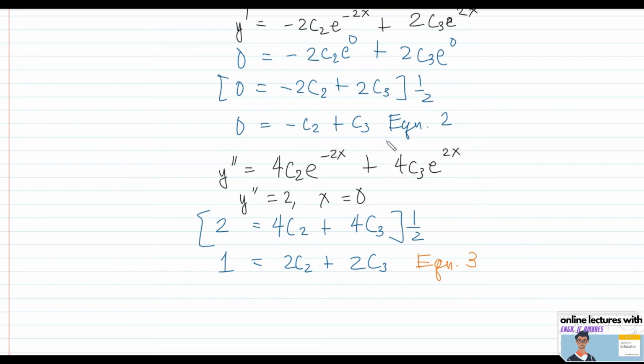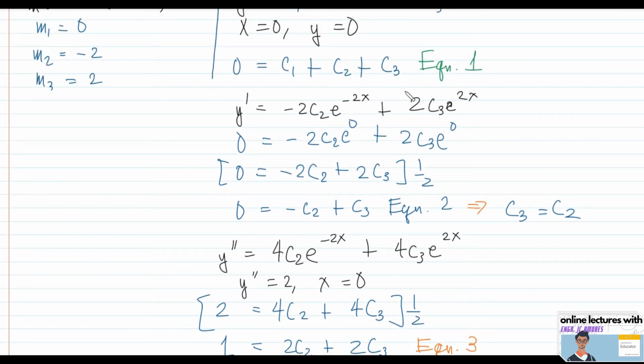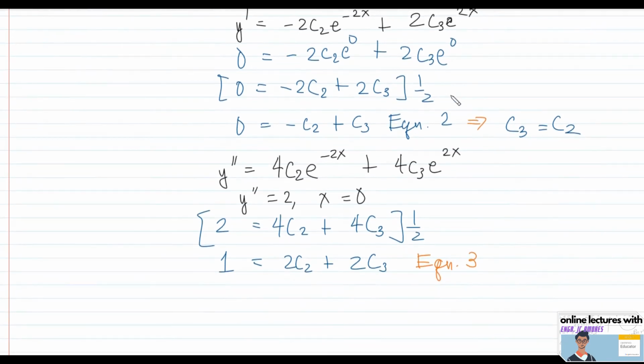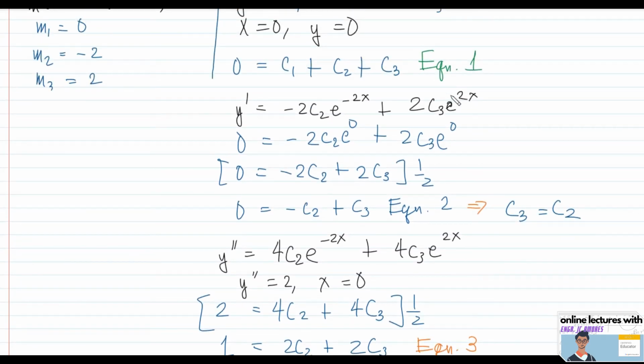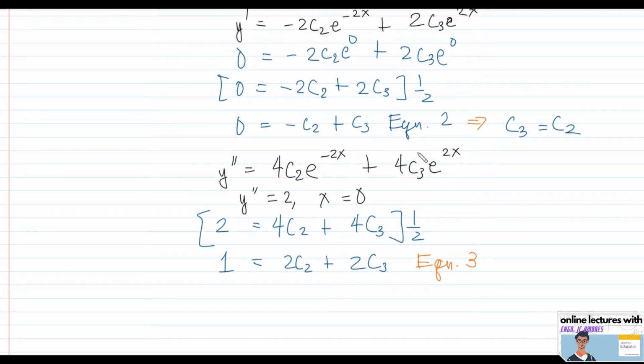Okay, so let's review. We have equation 2, negative c2 plus c3. Actually, we could further simplify this as c sub 3 would simply be equal to c sub 2. And then we have equation 1, wherein c1 plus c2 plus c3 is equal to 0. Okay, so what we can do there actually is to first simplify using equation 2 and equation 3.